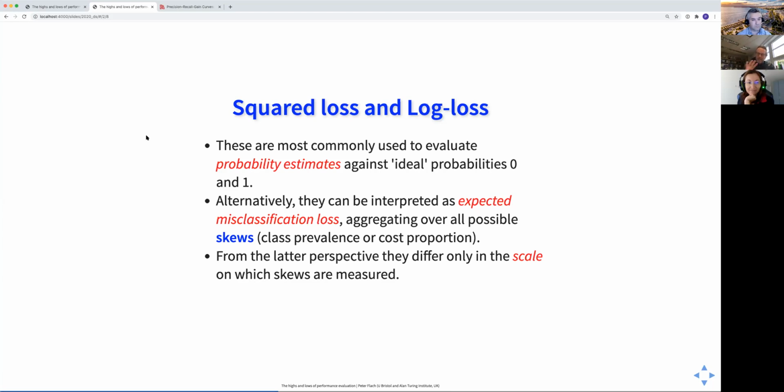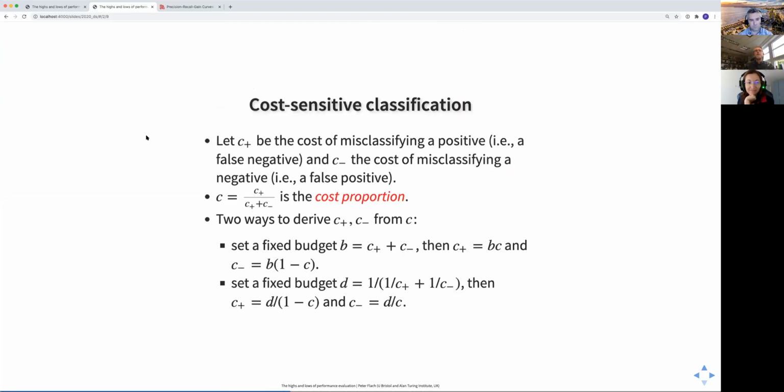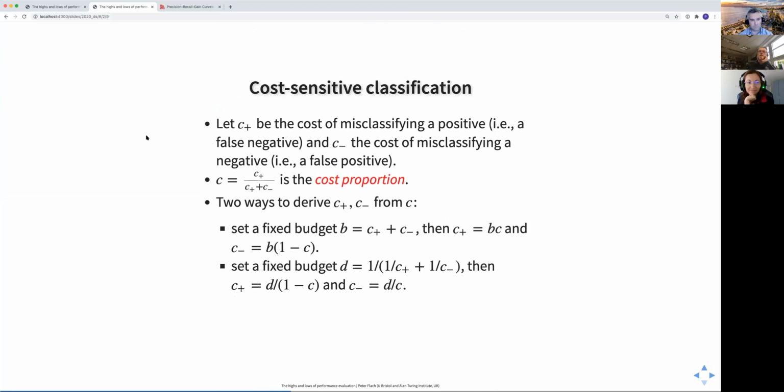And that's something I'm still looking at in my research, how we can build on that. I have a longer derivation in the slides, which I'm going to skip in the interest of time, but I'll give you the gist of the argument. So let C plus be the cost of misclassifying a positive, so it's a false negative. And C minus is the cost of misclassifying a negative. So we have 2 degrees of freedom here, okay?